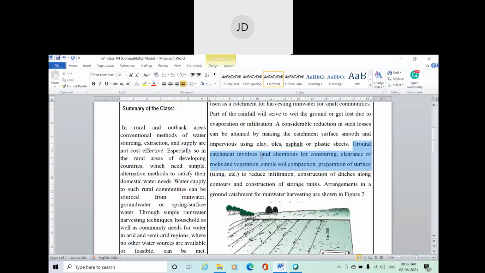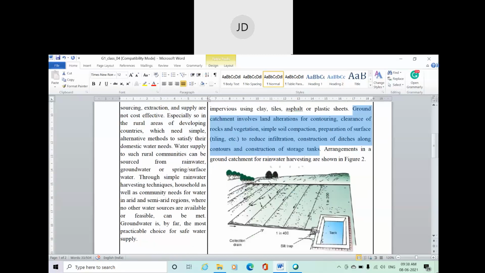So basically, this is a ground catchment. Ground catchment involves land alteration for contouring, clearance of rocks and vegetation, simple soil compaction, preparation of the surface to reduce infiltration, construction of ditches along the contour, and construction of storage tanks. So how can you go for this preparation? First prepare the land and compact the soil so that voids are fewer, or you can use clay soil over the surface to make it impervious so that water does not penetrate into the ground. Remove all the vegetation to make the surface smooth so that water can come directly to the reservoir tank.